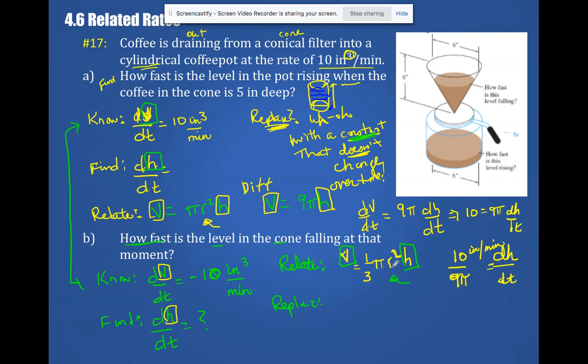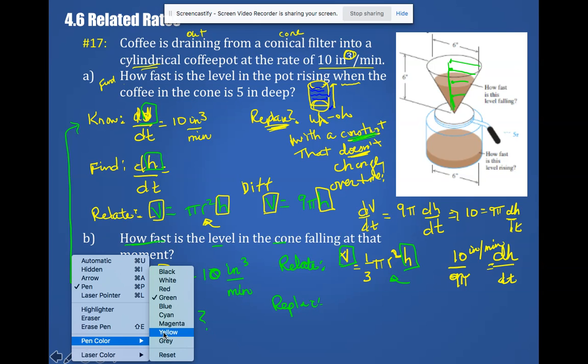Right? I have to replace the r, but I can't replace it with a constant because the radius changes, right? As soon as the water level rises, I have a different radius each time. So I need to replace, but what were we going to do? It's our angle similarity situation.